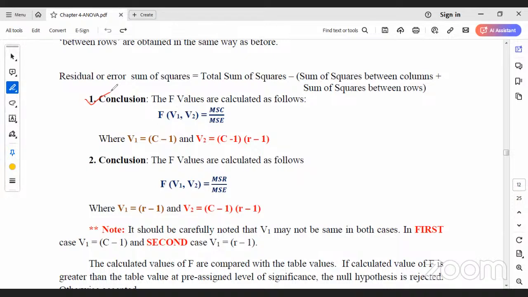Then conclusion 2. The F value is calculated as follows. F with V1, V2 is equal to MSR divided by MSE. V1 is equal to R minus 1 and V2 is equal to C minus 1 into R minus 1. So it should be carefully noted that V1 is not the same in both cases. In the first case, V1 is equal to C minus 1, and in the second case, V1 is equal to R minus 1. Two times we get V1, so please check it once.